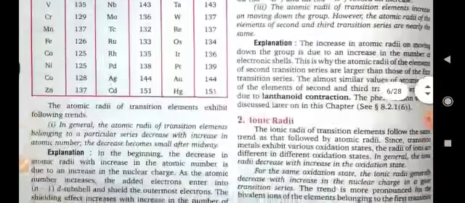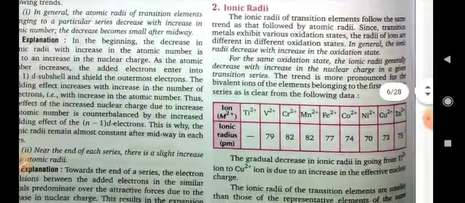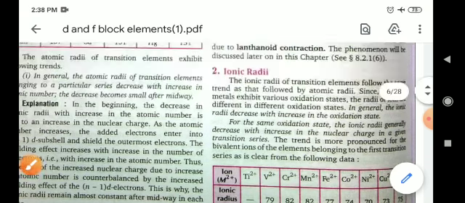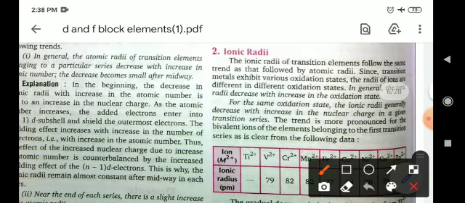Now, ionic radii. Ionic radii of transition elements follow the same trend. They exhibit various oxidation states, and the radii of ions are different in different oxidation states. In general, the ionic radii decrease with increase in the oxidation state.